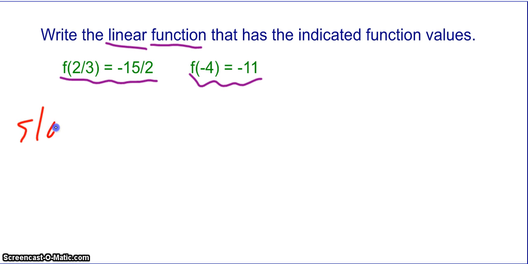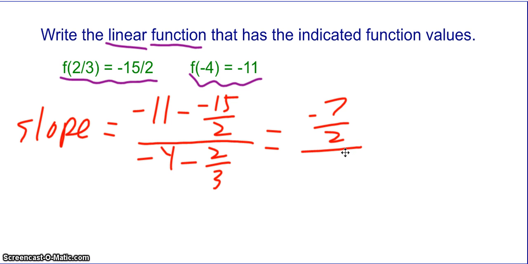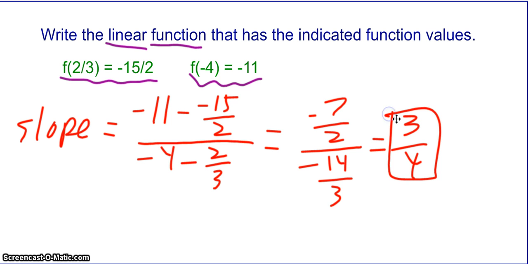I know the slope is going to be negative 11 minus negative 15 halves over negative 4 minus 2/3, and this equals negative 7 halves over negative 14/3, or 3/4. So I know I have a slope of 3/4. Once I have the slope, I can go ahead and write my answer.